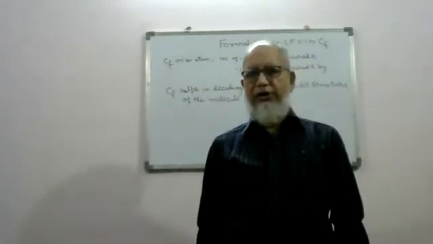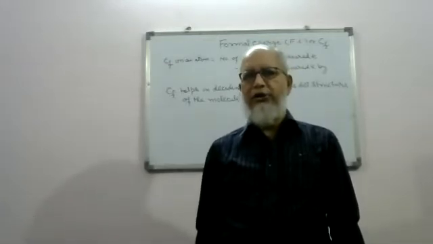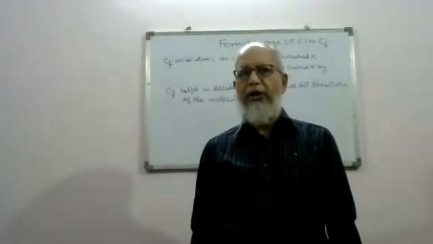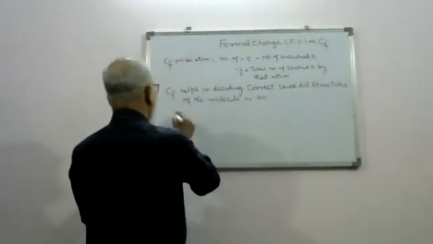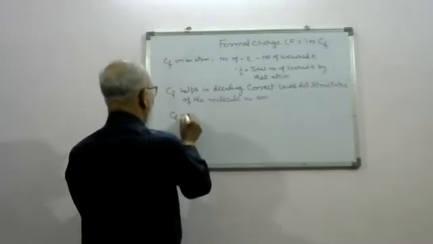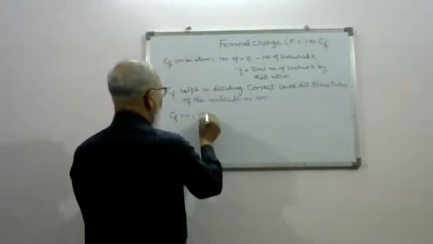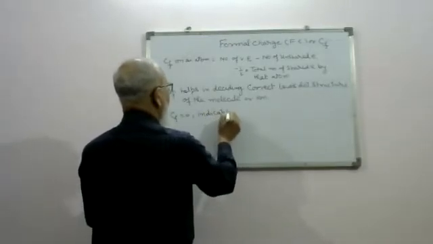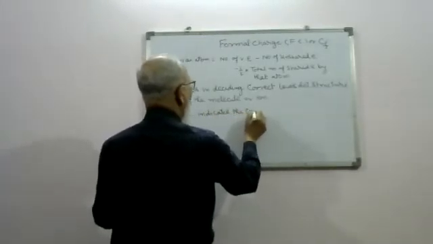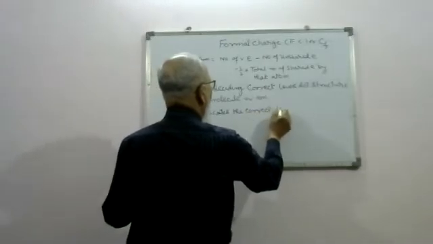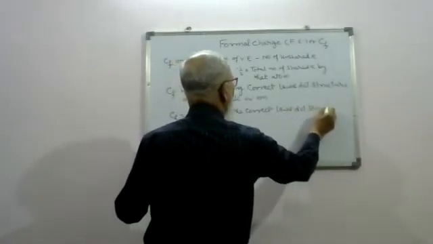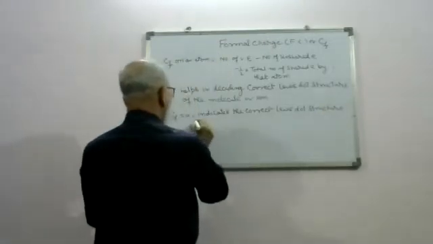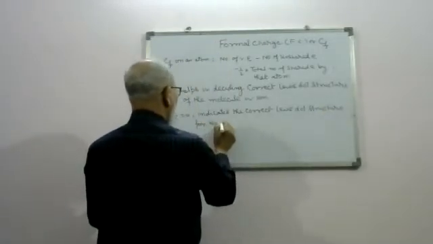The correct Lewis dot structure, or the more appropriate Lewis dot structure for a molecule or ion, will be that for which the formal charge on the atoms is equal to 0. Cf equal to 0 indicates the correct Lewis dot structure for the molecule or ion.